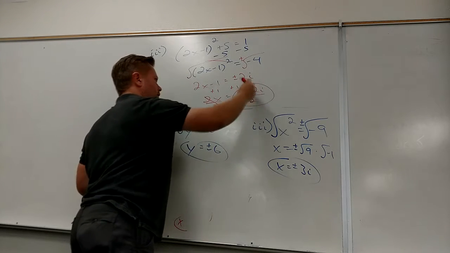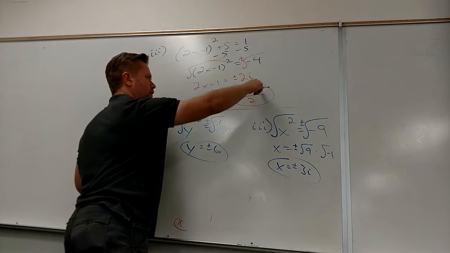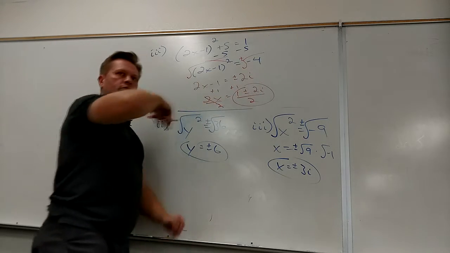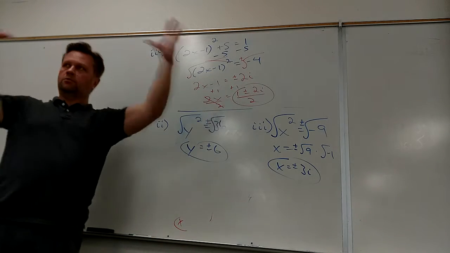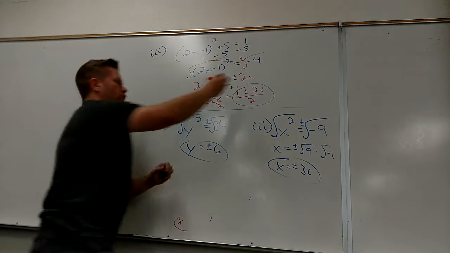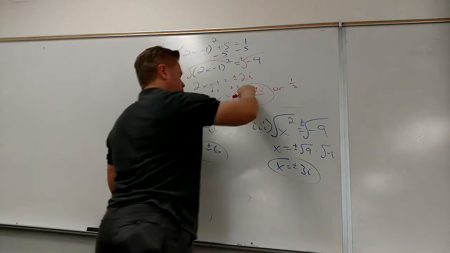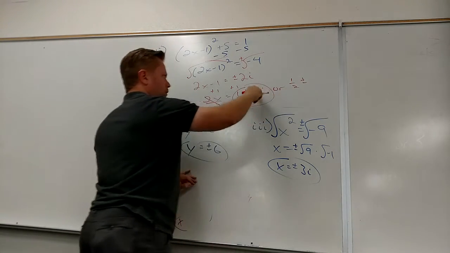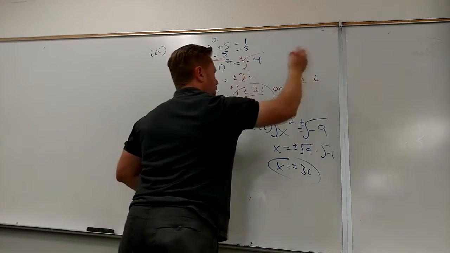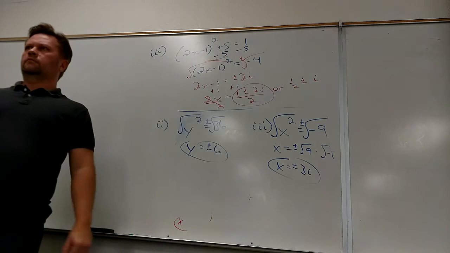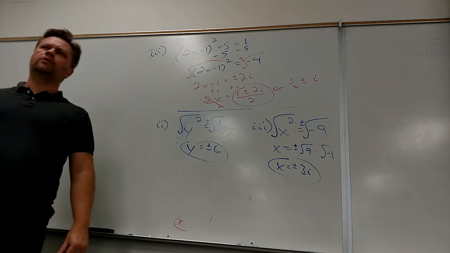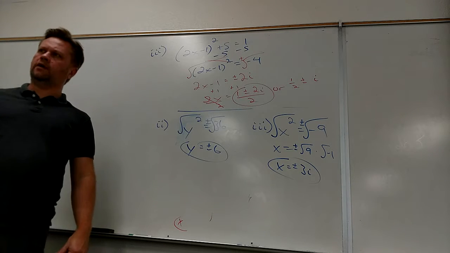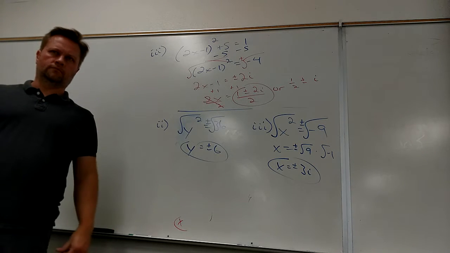So you can either write it like this, or you can write it as 1 over 2 plus or minus i, because the 2's would cancel in that piece, or you can just write it as one big chunk. Either way. So if you do a problem and the back of the book looks different, they might have done that. They might have just kept going.